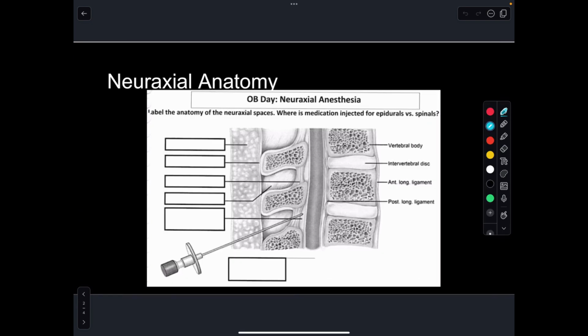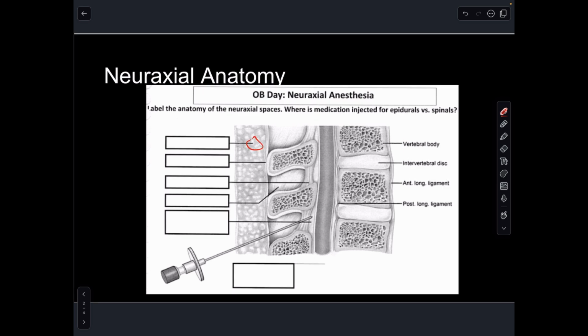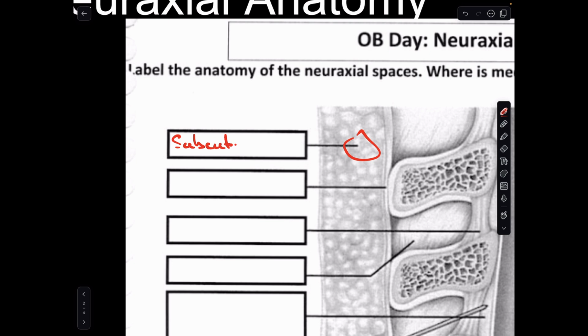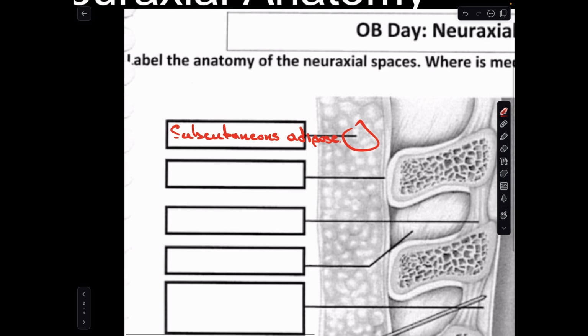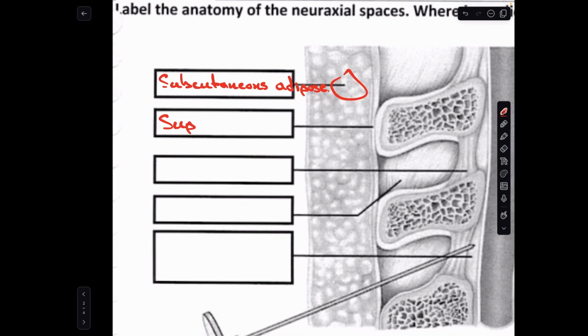We'll begin by discussing some of the different structures that are within the spinal cord. These are very important when placing epidurals or using spinal anesthesia. So the first structure that we'll look at is right here. This is just the subcutaneous adipose tissue. Then as we move down here, we have our supraspinous ligament. And then we'll skip down to this one right here, which is looking right there at our interspinous ligament. And then right here, this guy is going to be our ligamentum flavum.